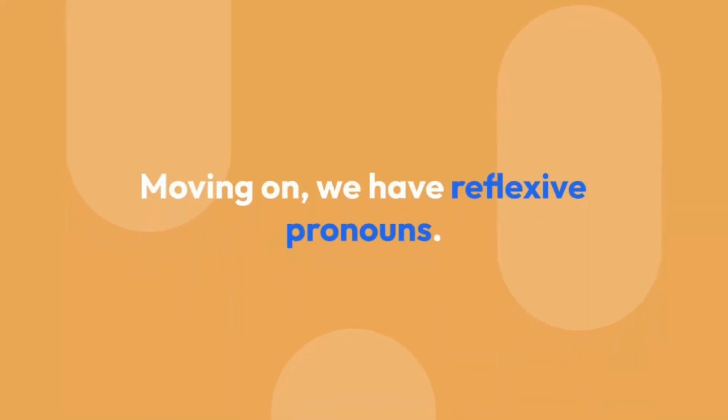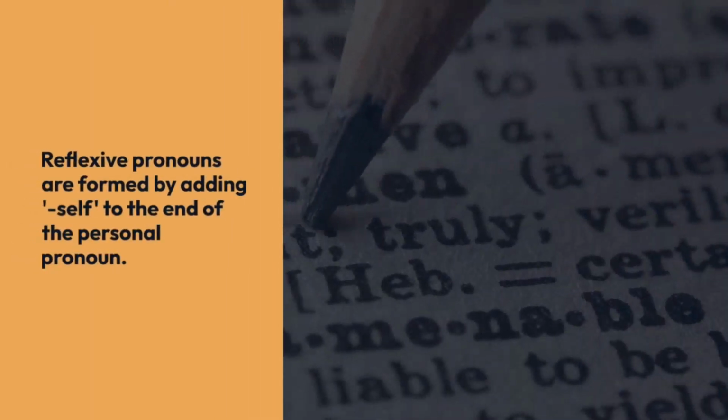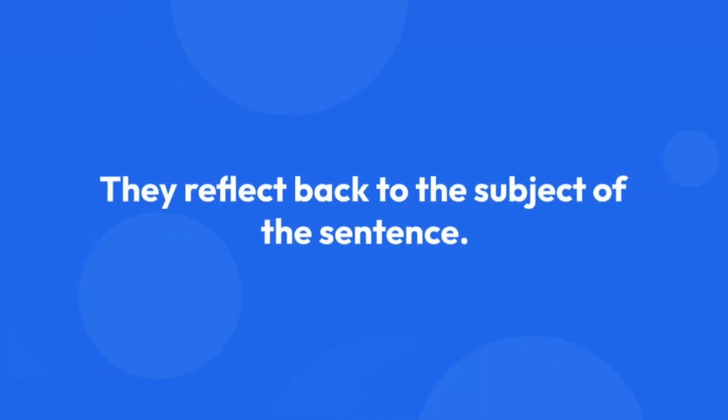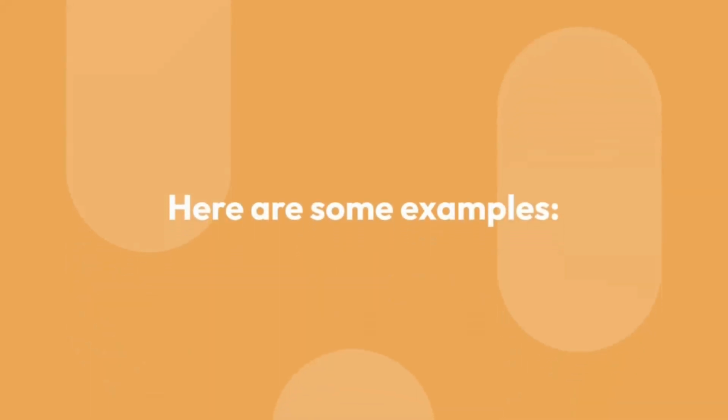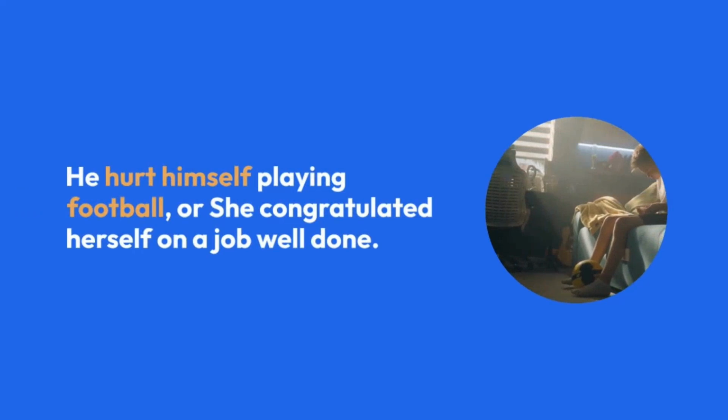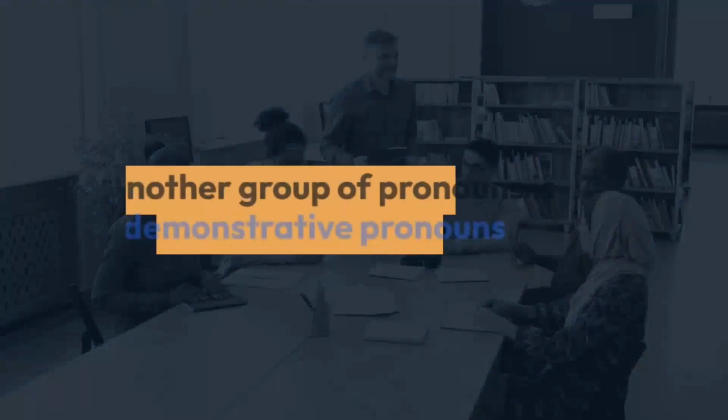Moving on, we have reflexive pronouns. Reflexive pronouns are formed by adding self to the end of the personal pronouns. They reflect back to the subject of the sentence. Here are some examples. He hurt himself playing football, or she congratulated herself on a job well done.